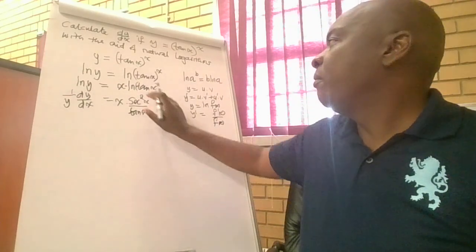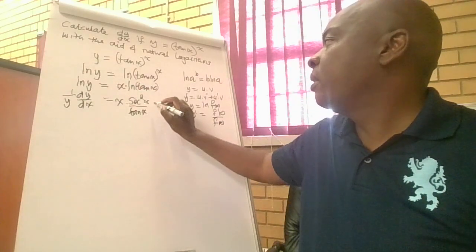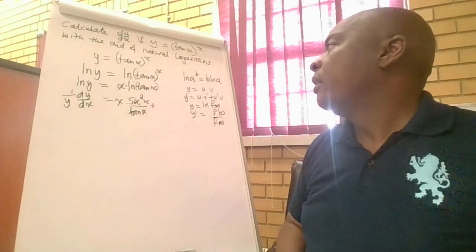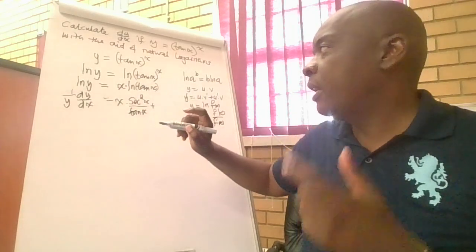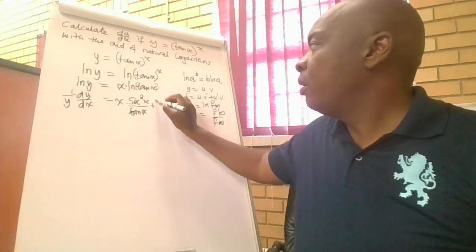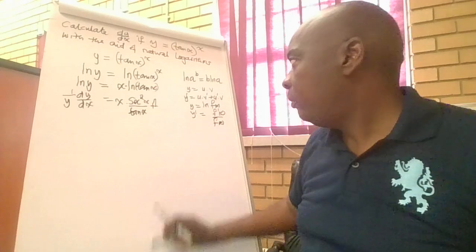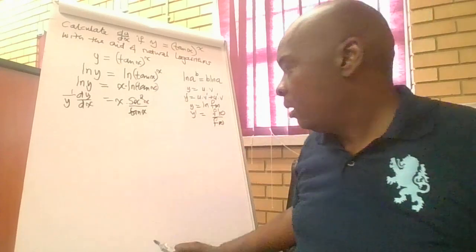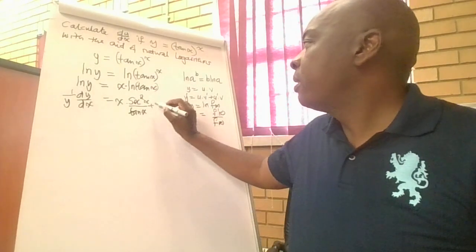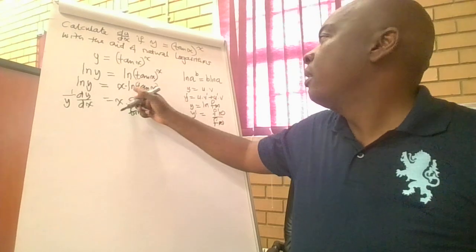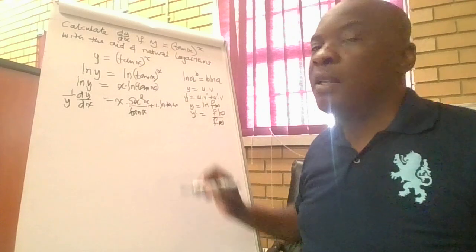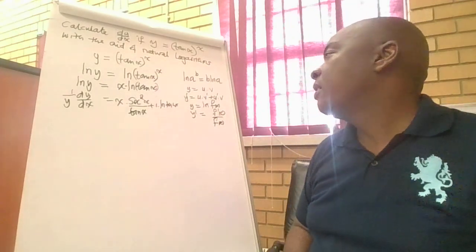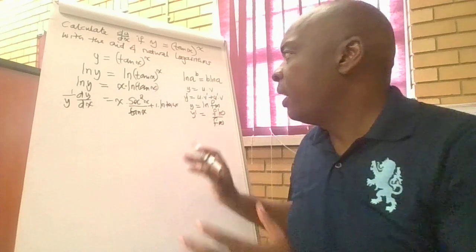So now we have differentiated ln tan x, plus now I differentiate u, which is x, and I get 1. So this would be plus 1 times ln tan x, which is 1 plus ln tan x. Now that's what I have.